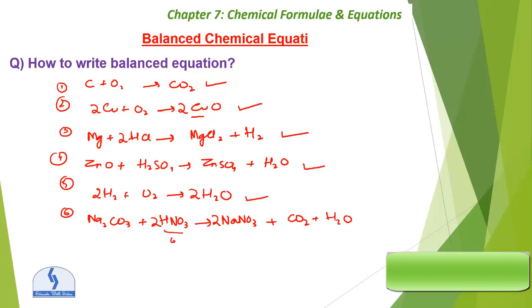3 2s are 6 and 3. This is 9 atoms of oxygen, right? So here 3 2s are 6 atoms of oxygen. This is 2, this is 1, 6, 7, 8, 9. So oxygen is balanced, nitrogen is balanced, sodium is balanced, carbon is balanced. So the whole equation is balanced, right? So you keep practicing at your home.